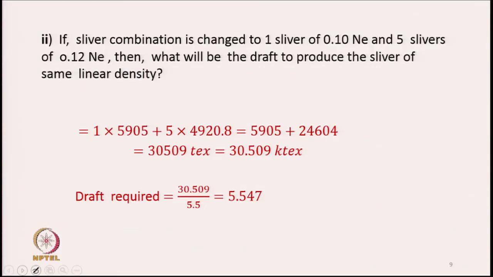What if the sliver combination is changed to one sliver of 0.10 Ne and 5 slivers of 0.12 Ne? Earlier there was some combination, this time we have other combinations. So, there is a change in combinations now. What will be the drop to produce the sliver of same linear density? The approach will be the very same, whatever approach we adopted earlier.